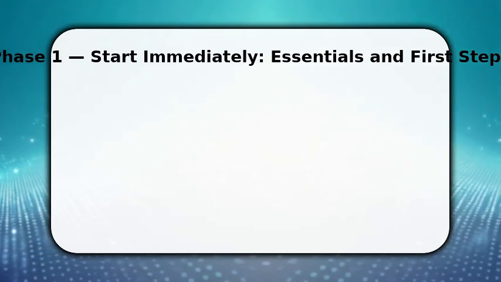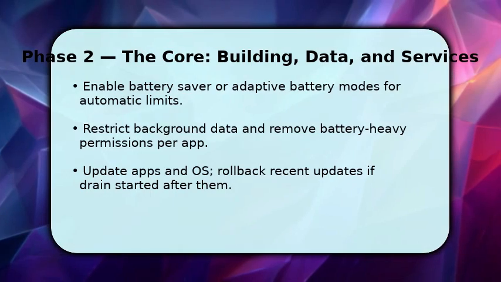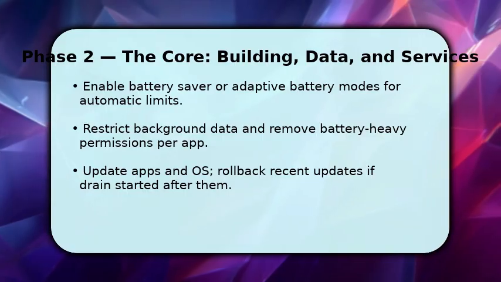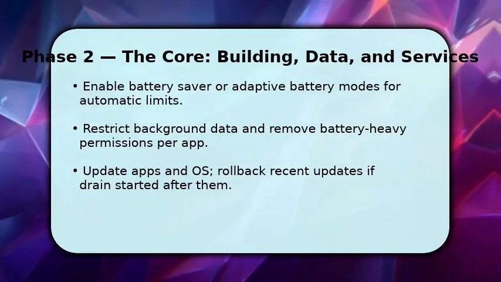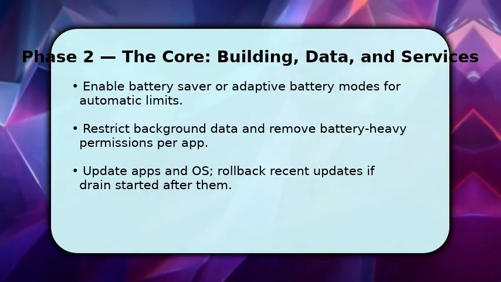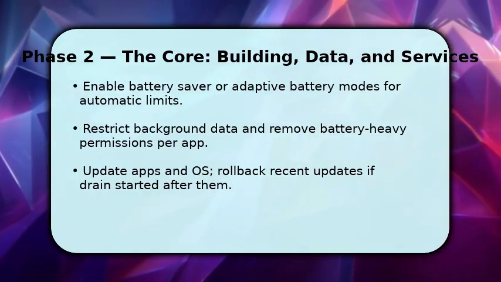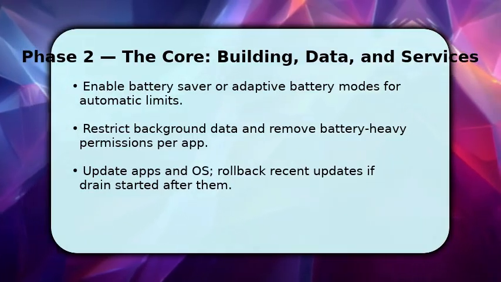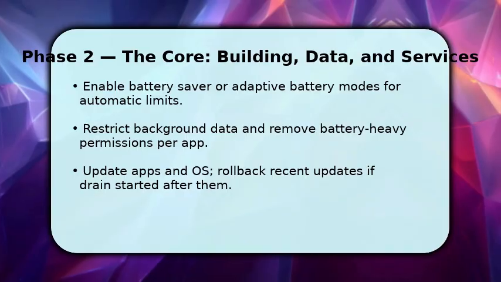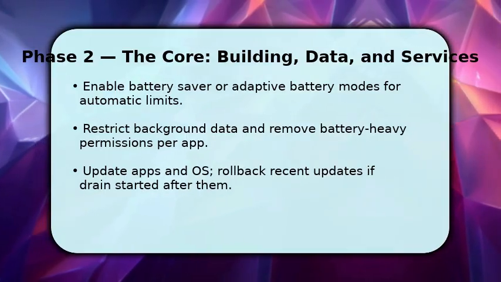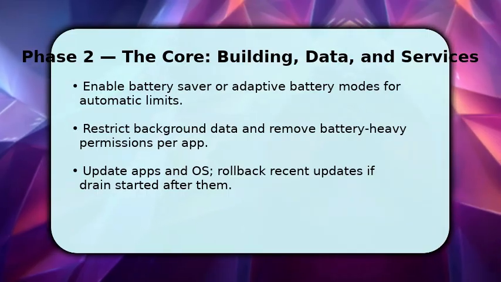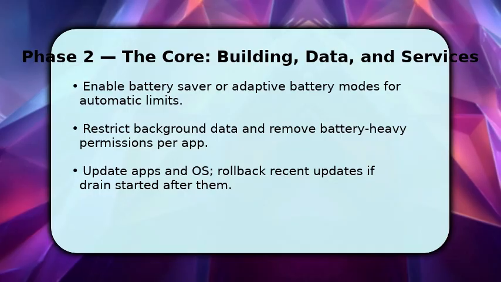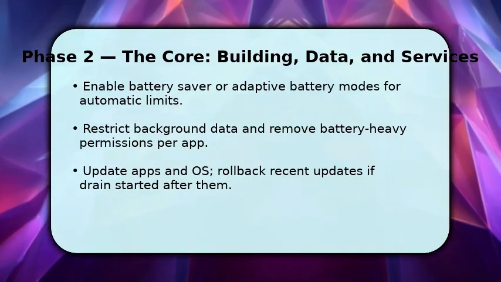Once you've handled the quick wins, you move into deeper optimization. Enable battery saver or adaptive battery so the system limits background activity automatically during low power. Go through apps and restrict background data and location permissions for anything that doesn't need constant access. This reduces wake locks and network activity. Update apps and the OS to pick up efficiency fixes, and if the drain began after a specific update, consider rolling that update back or reinstalling the app.